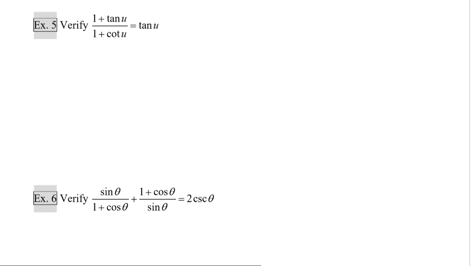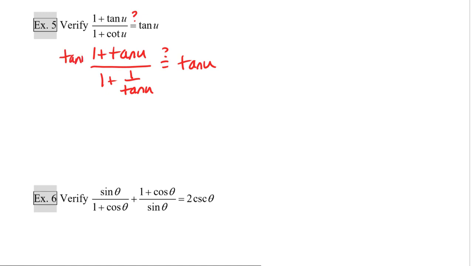So it might be helpful if I make everything on the left side in terms of tangent of u. So I can replace cotangent with 1 over tangent. So I have 1 plus tangent u over 1 plus 1 over tangent u is equal to tangent of u. Now I have a complex fraction. I can fix that by multiplying the numerator and the denominator by tangent of u. I'm tempted to distribute the numerator, but I'm hoping that 1 plus tan u is going to cancel with something, so let me just distribute the denominator.